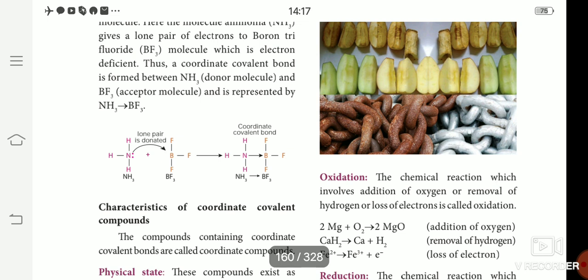Then the characteristics of the coordinate covalent bond: physical state, electrical state, melting point, solubility, and then reactions. So the first one is physical state.